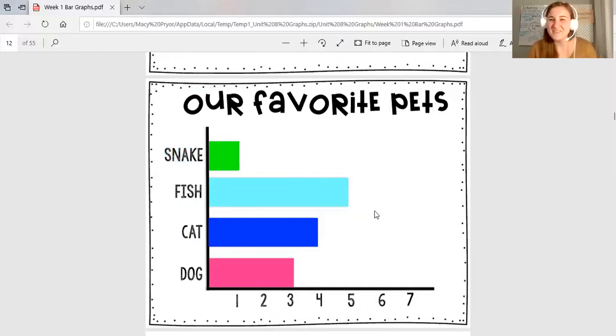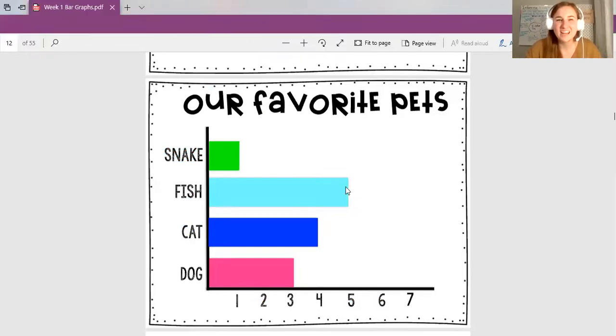Okay, second grade, I'm going to ask you a couple of questions that you'll commonly be asked when talking about a bar graph. What pet got the most amount of votes? If you said fish, you're correct. Fish had 5 people that chose that option.